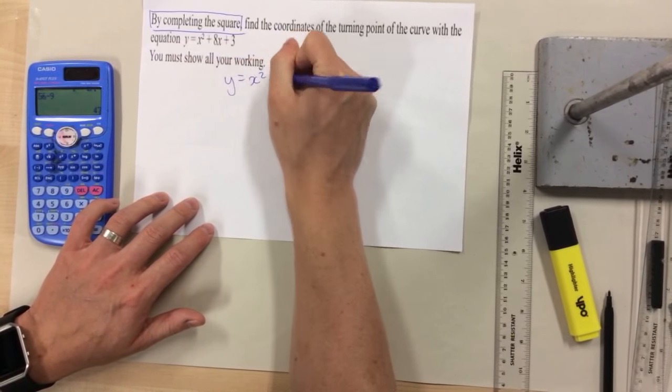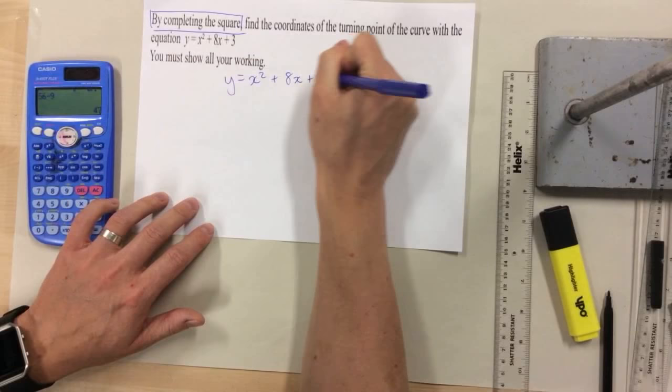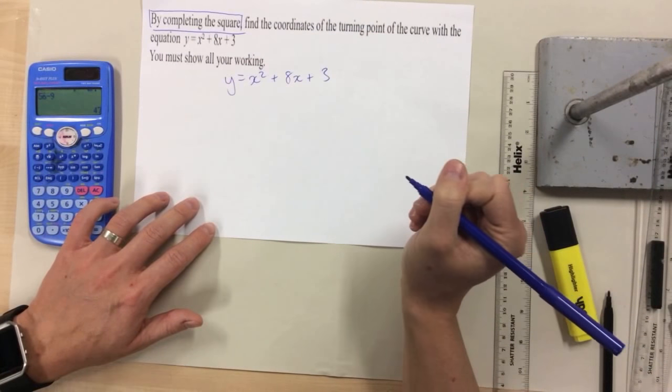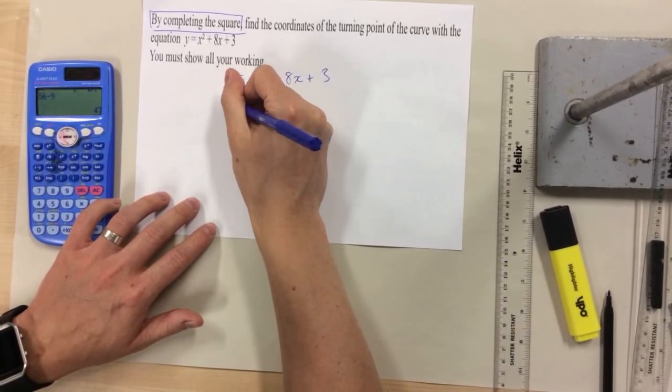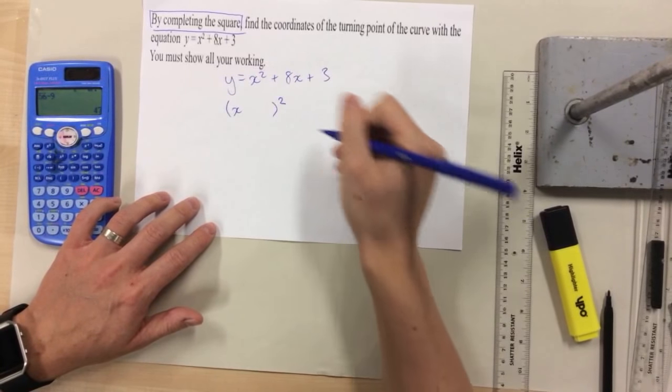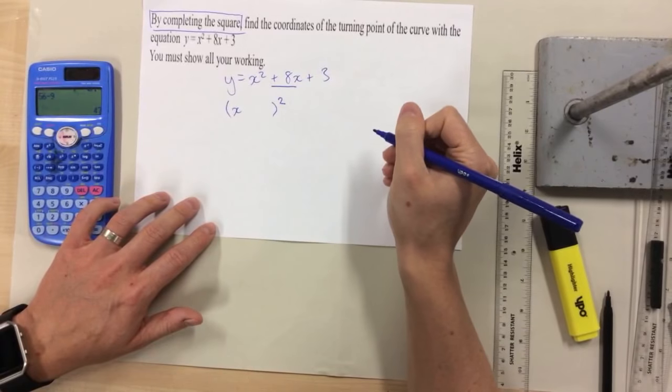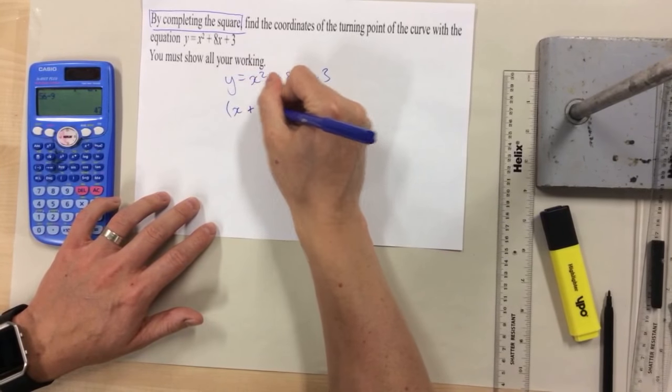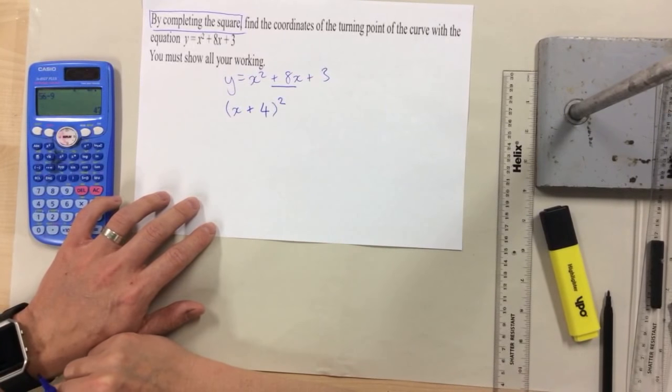So if I just write the question out again so we can see it a bit better. x squared plus 8x plus 3. To complete the square, I'm going to put some brackets in, put an x in, and put the square there. Then whatever my number in front of my x is, I'm going to half it. So we've got x plus 4 squared.